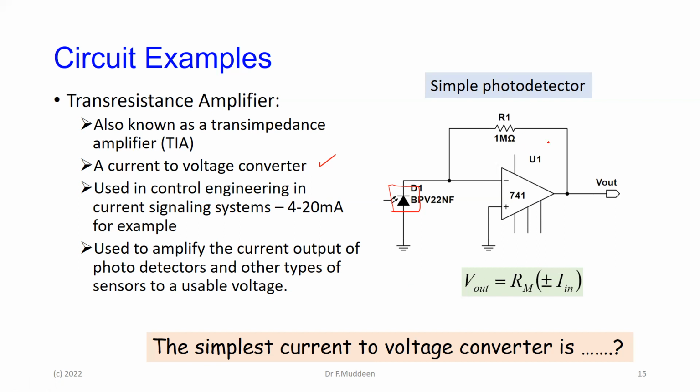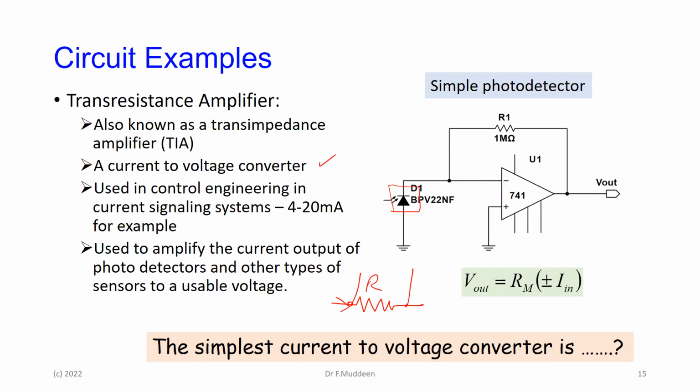The simplest current to voltage converter is one of these, a resistor. A resistor takes current and it develops a voltage across it, right? So if you want to detect a current, one way is to just simply put a resistor in series with the current. So the current passes through the resistor and it develops a voltage, right?